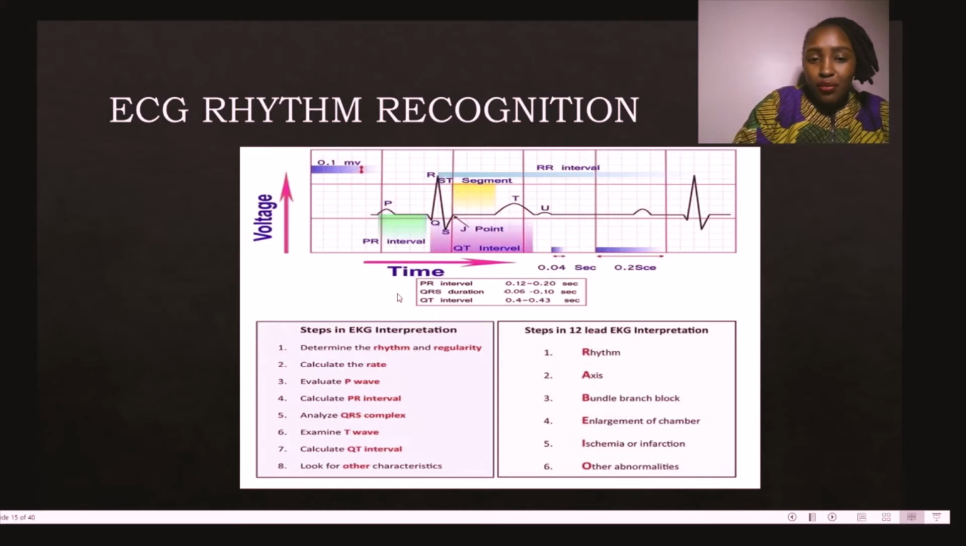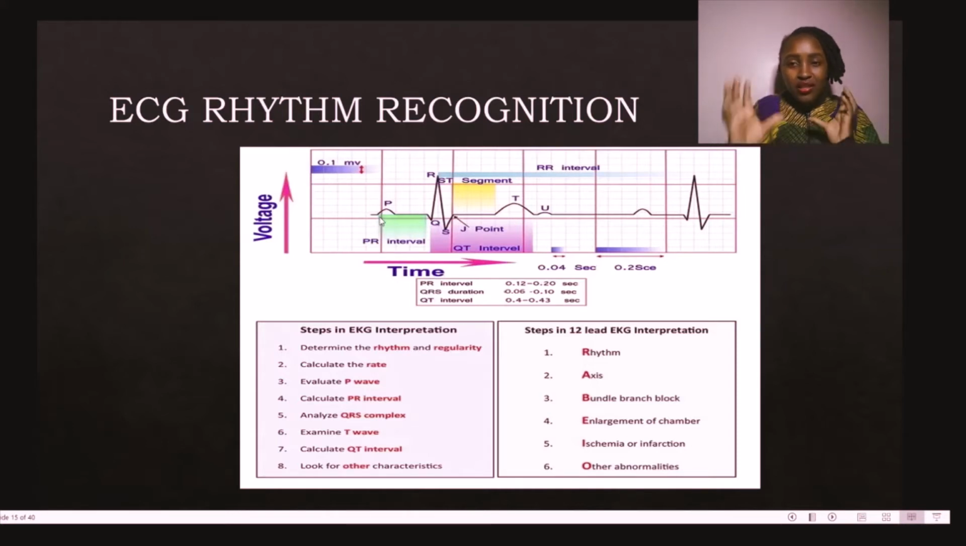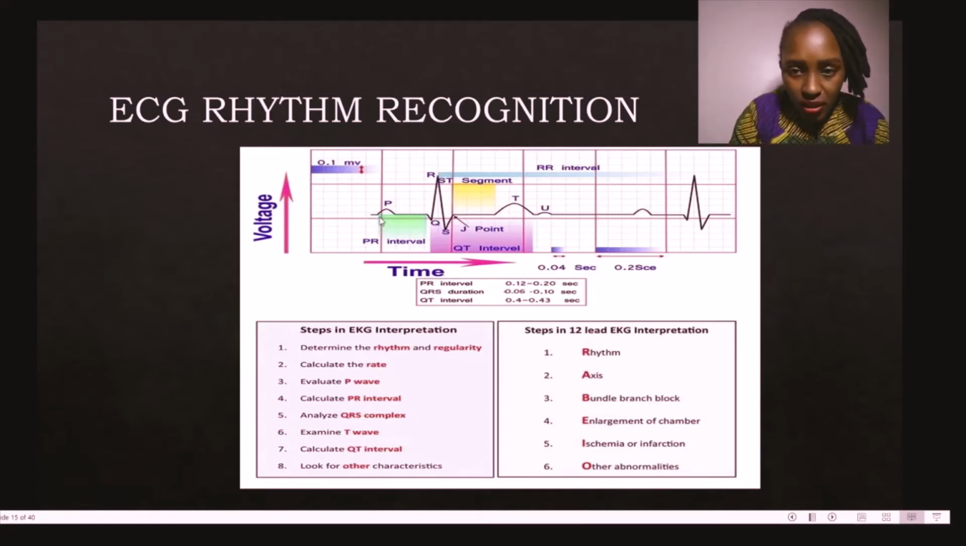Then we have the P wave. The P wave is always smooth and curved. If you see something that looks like the tooth of a saw, that is not smooth and curved, and that should indicate an issue. You should tell that there's a problem right there, and that problem will be coming from the atria, because we have said the P wave is about the squeeze or the contractility of the atrium.